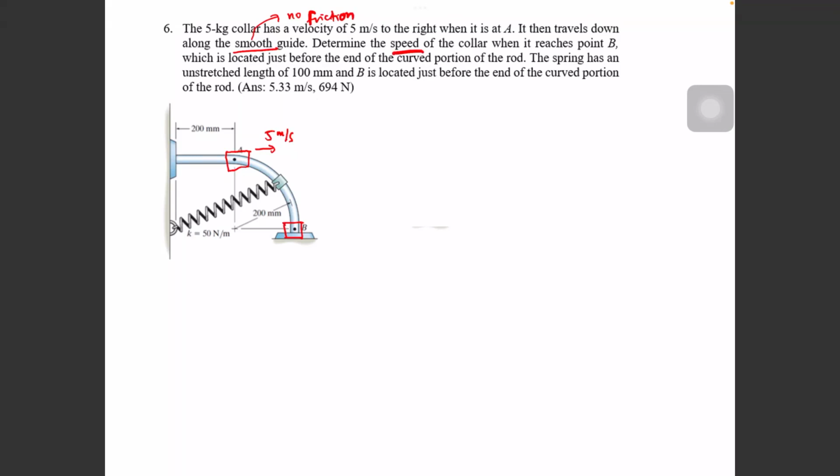So you can use the conservation of energy, which is T1 plus V1 equals T2 plus V2. If we want to expand further, you can have T1 plus VG1 plus V elastic 1 equals T2 plus VG2 plus V elastic 2.